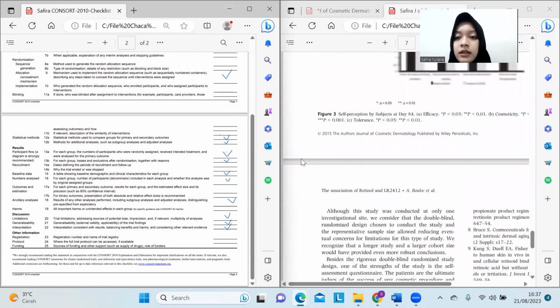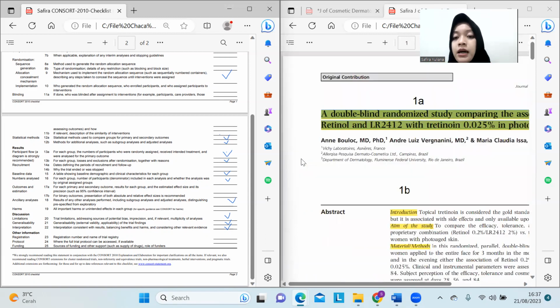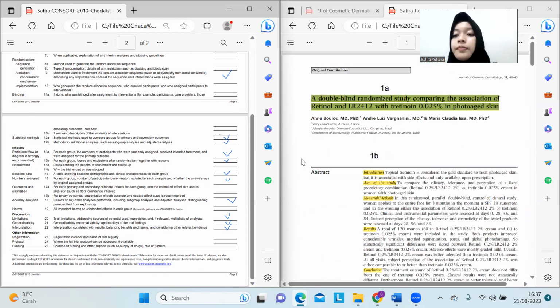And the journal title is A Double-Blind Randomized Study Comparing the Association of Retinol and LR 2412 with Tretinoin 0.025% in Photoaging Skin. I think that is enough for the review of the journal.